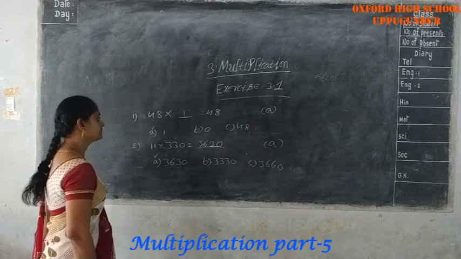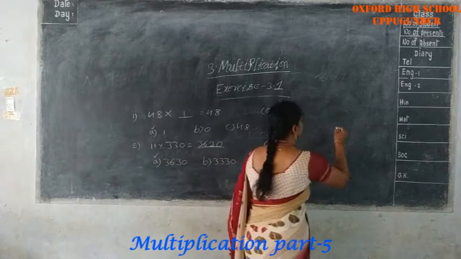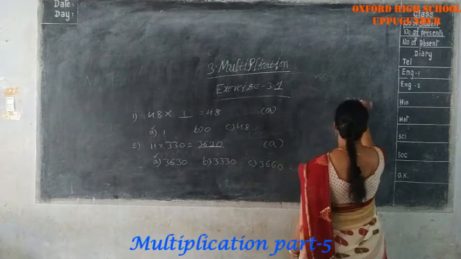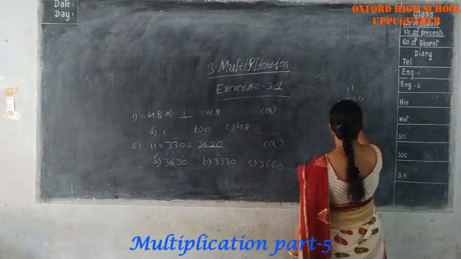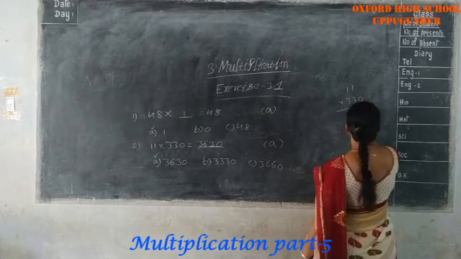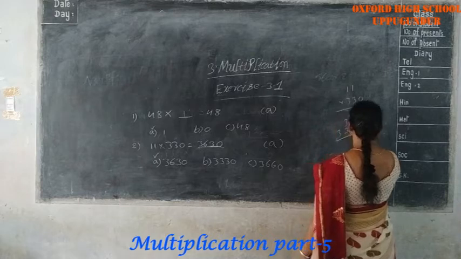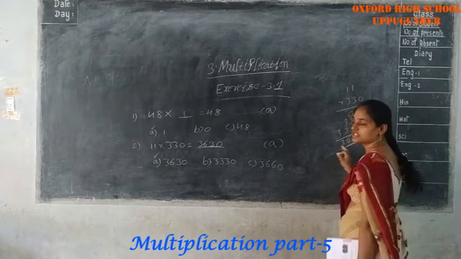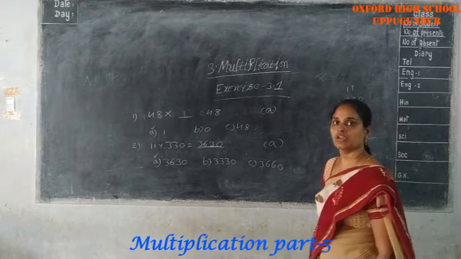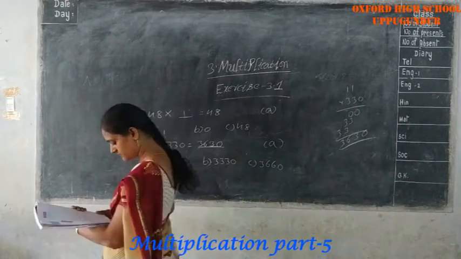Okay. One second, check also. 330, 11 × 330. 0, 0. 3, 3. 0, 3, 6, 3. Same answer coming. Okay. Next one.